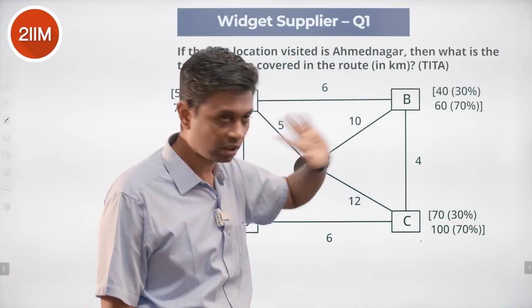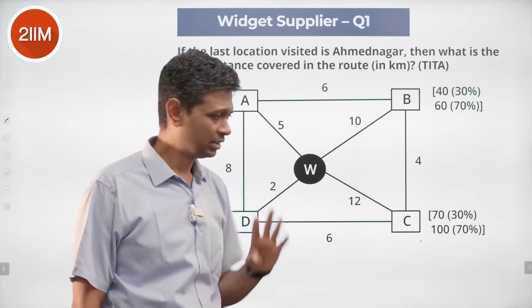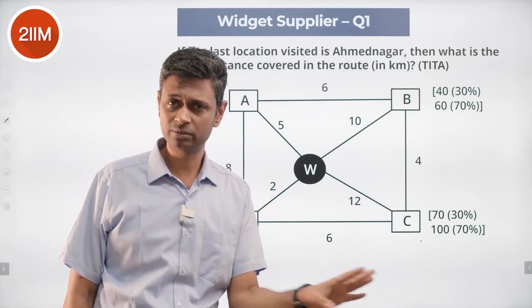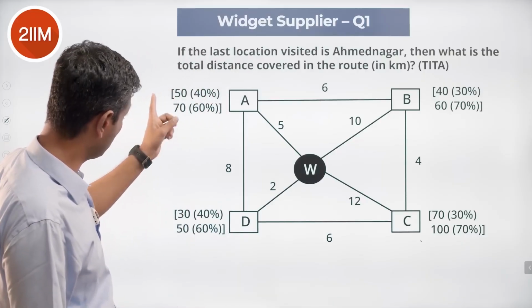70 and 100 are both greater than 40 and 60. 30 and 50 are both lower than 70 and 100. I have to visit C before B and D, either way. And A could be 70 or 50.